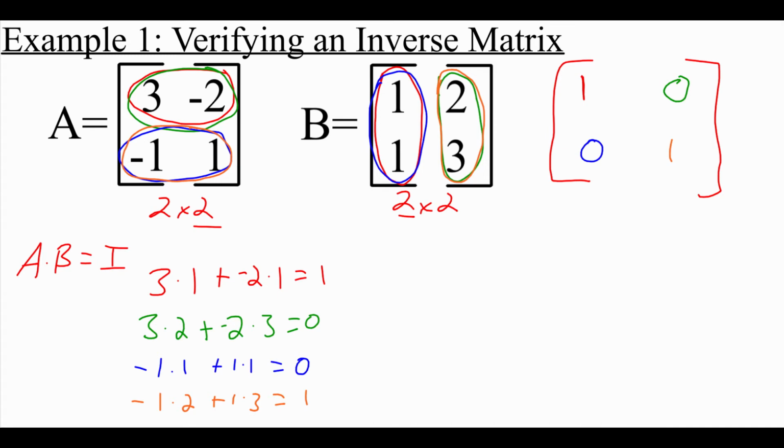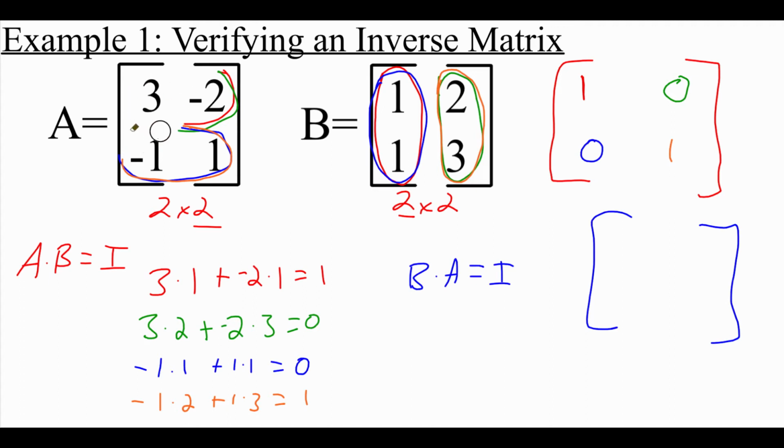But now we're going to do the multiplication in the other order. Now we're going to take B times A, and hopefully we'll get another identity matrix. So now I need to work with the rows from matrix B and the columns from matrix A.